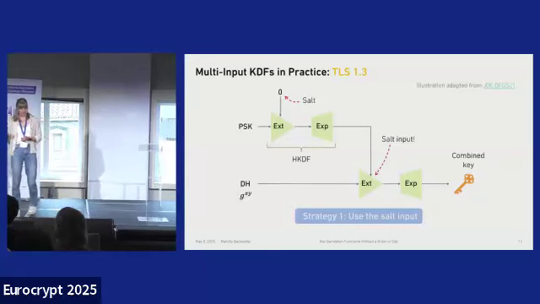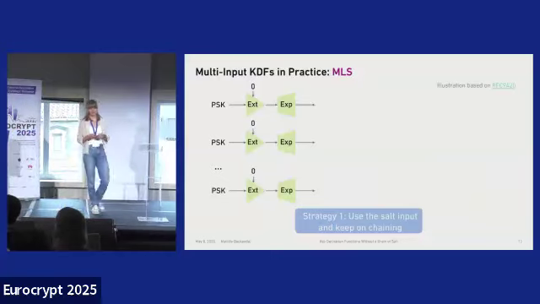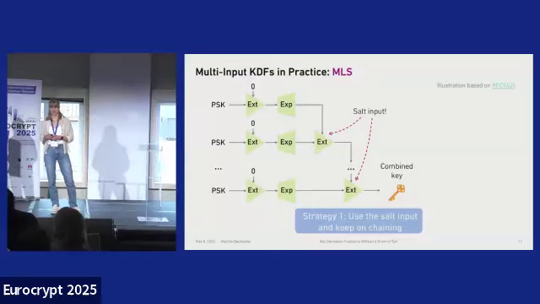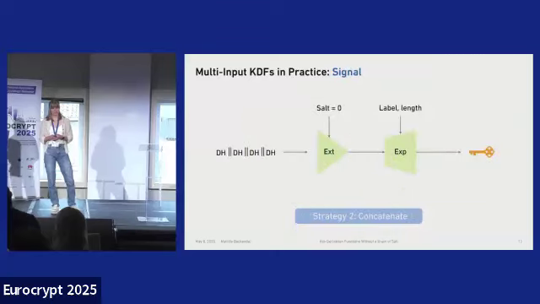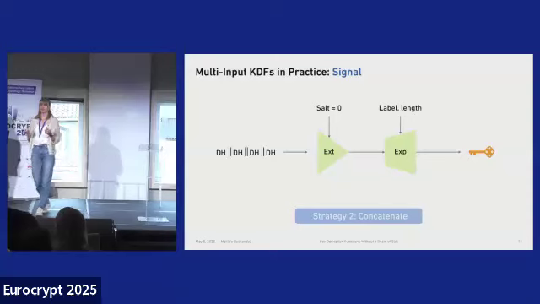MLS uses a very similar strategy to extract from their pre-shared keys, except that they first put every pre-shared key through HKDF using a 0 salt, and then they layer calls to HKDF extract, where the output key from the previous layer is put into the salt input of HKDF until all of the pre-shared keys have been absorbed. Signal instead uses a more straightforward strategy in order to get a single input for HKDF. Namely, they just concatenate the 3 to 4 Diffie-Hellman ephemerals and use a 0 salt.